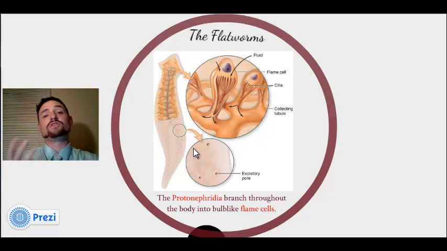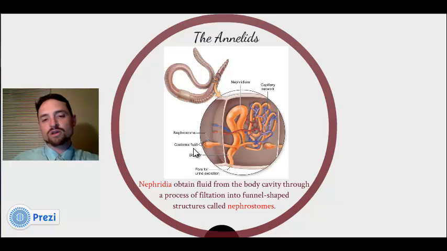So you end up with this kind of filtration, if you will, of the fluids in the body that need to get rid of that metabolic waste. And this is primarily what this is looking at. These organisms are primarily growing in moist environments. That's what we're looking at with flatworms. They need that moist environment. So they're not necessarily concerned with water loss from the body because they've got this water around them that they can absorb, but they're needing to filter out that metabolic waste.